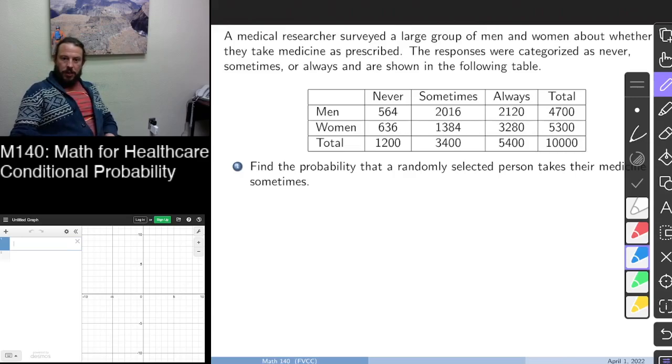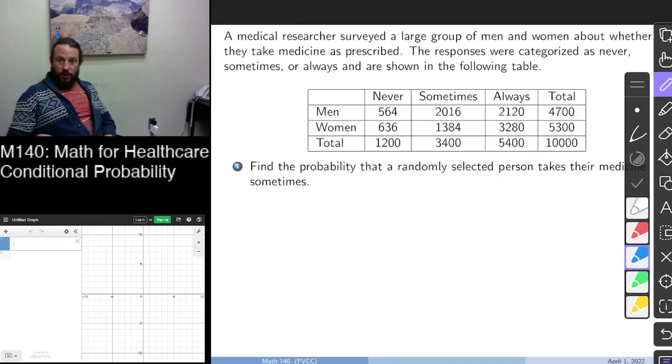But first, we'll take a look at this table of a survey where a medical researcher surveyed a large group of men and women about whether they take medicine as prescribed. The responses were categorized as never, sometimes, or always, and are shown in the following table.